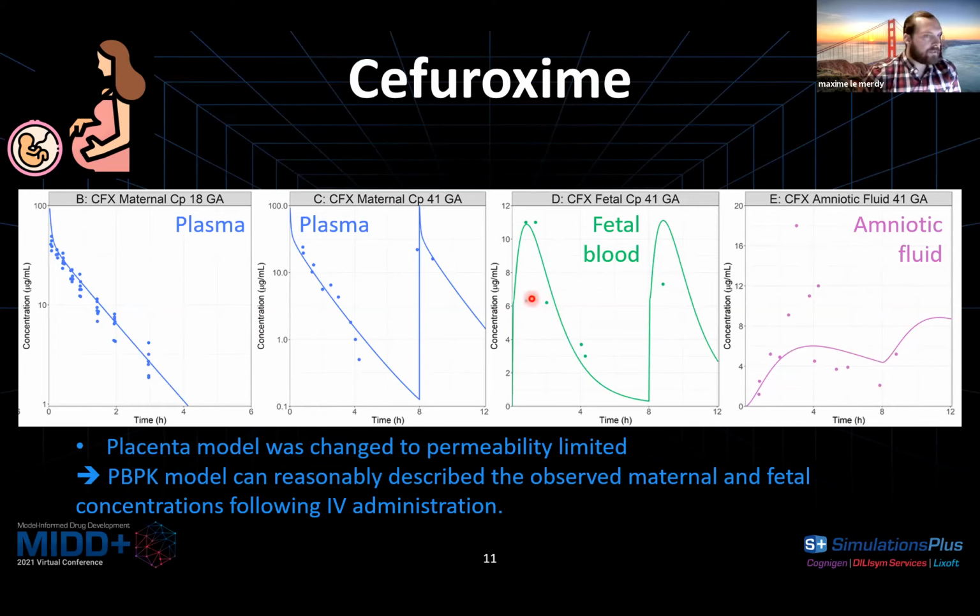And from the fetal side, the AUCs were well described, but the Tmax of both fetal blood and amniotic fluid were not well described. So what we had to do, we had to change the placenta model once again from perfusion to permeability limited. And after making that change and optimizing the permeability parameter, we could then capture the data relatively well. But the question would be, why do we have to do that?